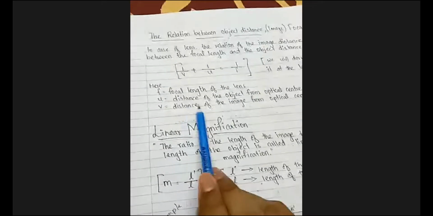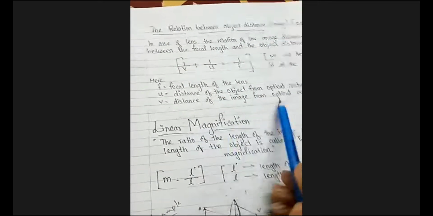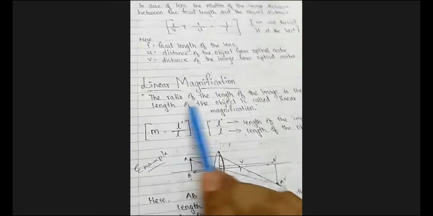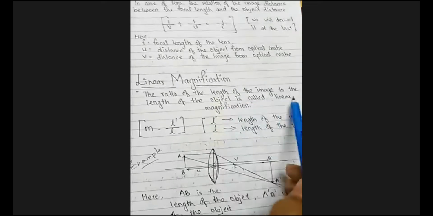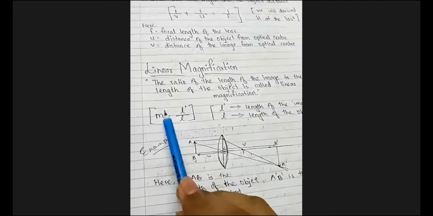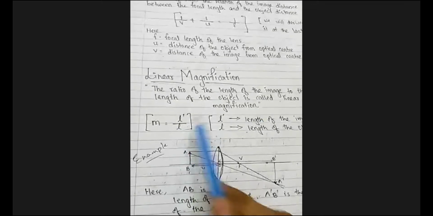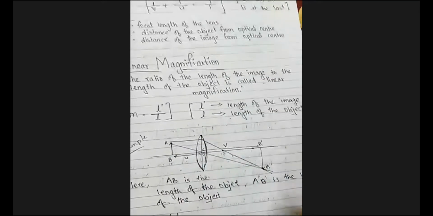So U is the distance of the object from the optical center, and V is the distance of the image from the optical center. And I'm gonna talk about linear magnification. Linear magnification means the ratio of the length of the image to the length of the object. We denote linear magnification by small m. So m equal to L prime by L. L prime is the length of the image, and L is the length of the object.